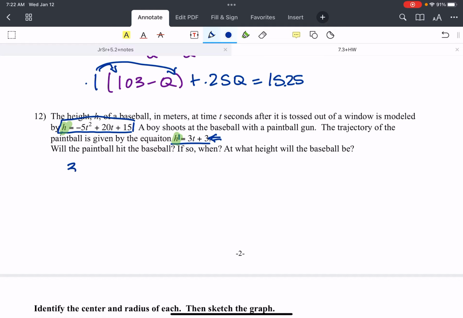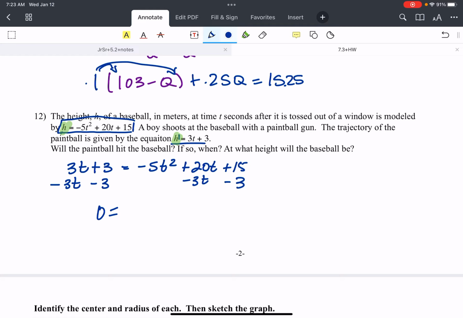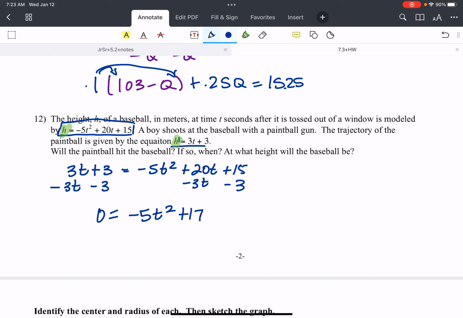So you're just going to do 3t plus 3 equals negative 5t squared plus 20t plus 15. And then we want to make the left side 0. Or you can make the right side 0. Honestly, it doesn't matter. This is just the shorter side. And then I'm going to minus 3 from that. So I end up with 0 equals negative 5t squared plus 17t plus 12.